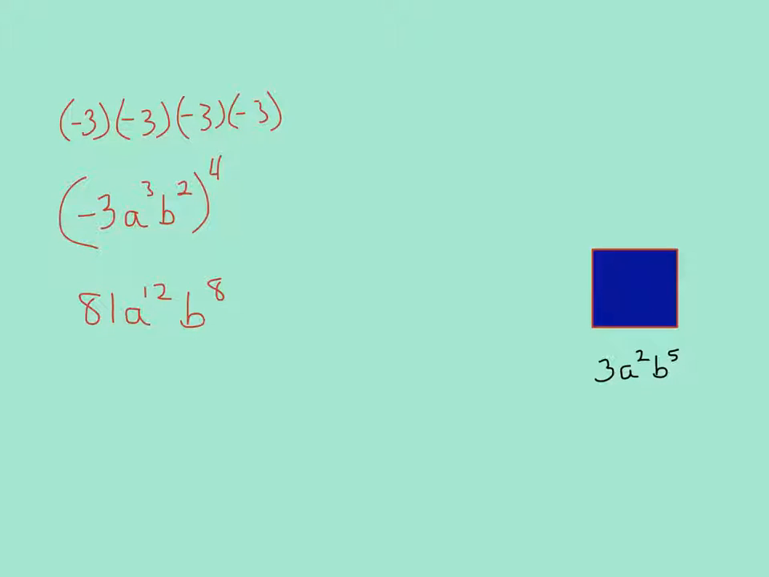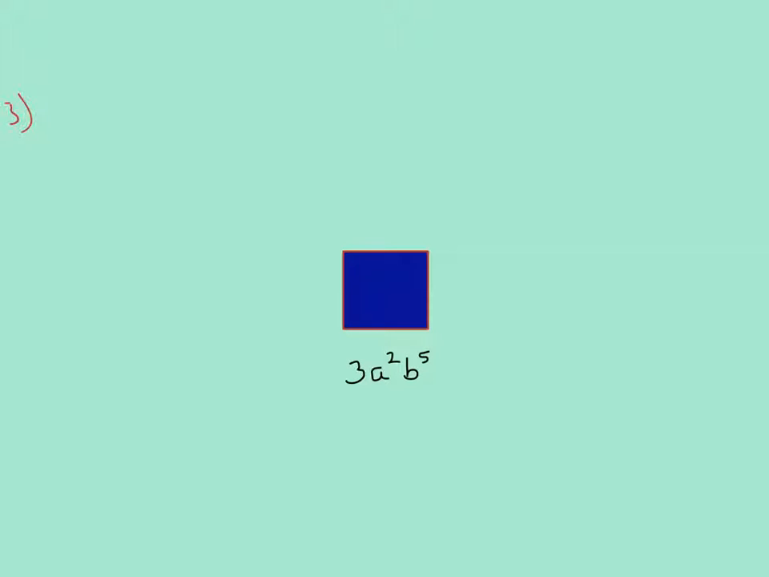Now I can use the same concept to find the area of a square. So here I have a square, and I can see that the side of this square is 3 times a squared times b to the 5th power. Now to find the area of a square, I could either take the length times the width, or I could also take the side and square it, right? Because that would be the same as this times this.